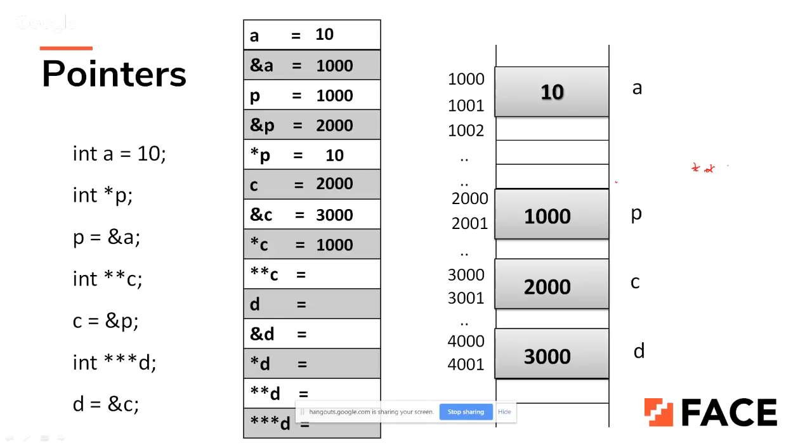So I have given star star C. So it is nothing but a pointer variable. So what is the value stored in C? Let's go from right to left. What is meant by C? The value stored in C is nothing but 2000.